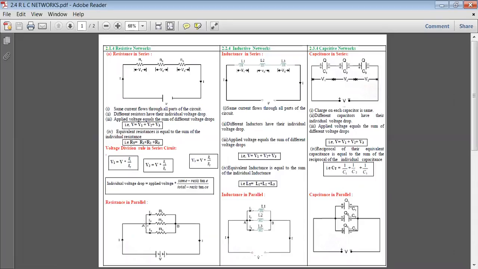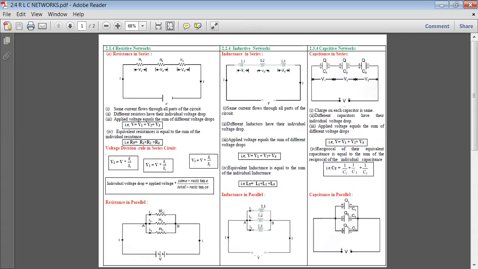We get a junction for parallel. A and B are called junctions. In parallel circuits, we get a junction, and the current is going to divide. This point you have to remember. Voltage is the same in parallel circuits. You have to remember this one.